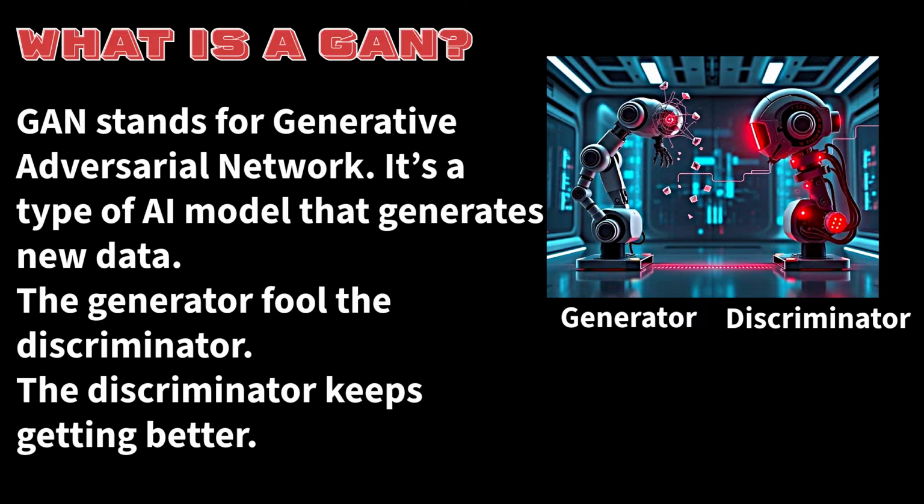It does this using two main parts: the generator, which creates fake data, like a new image, and the discriminator, which tries to detect whether that data is real or fake. They play a game. The generator keeps trying to fool the discriminator, and the discriminator keeps getting better at spotting fakes. Over time, the generator becomes incredibly good at making realistic outputs.